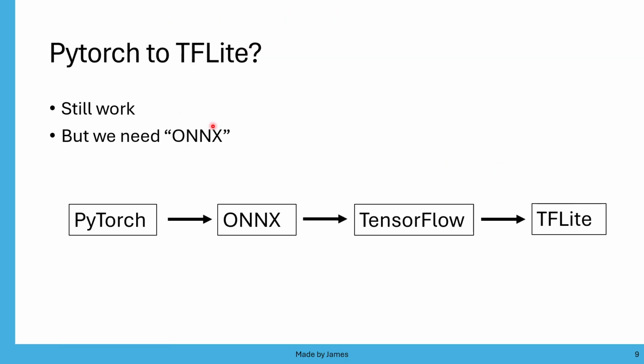However, if you train using PyTorch, you can still convert it to TF-Lite, but you will have to go through the entire painful conversion hell from PyTorch to ONNX, we will discuss it later, and to the TensorFlow framework, and then TensorFlow to convert it to TF-Lite. So what exactly is ONNX?